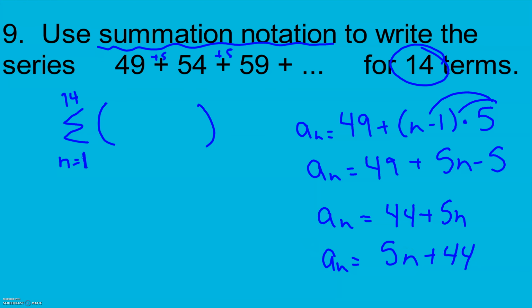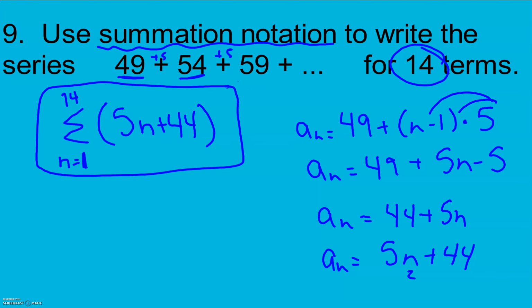We want it to start at 1. So we don't want to have to take n minus 1 or anything like that. We want it to start at 1. So if I plug 1 in here, I get 49. If I plug 2 in here, I get 54. So it's a real quick check there to make sure. So again, the formula part that goes inside our summation notation comes from our formula for an arithmetic sequence, our explicit formula.